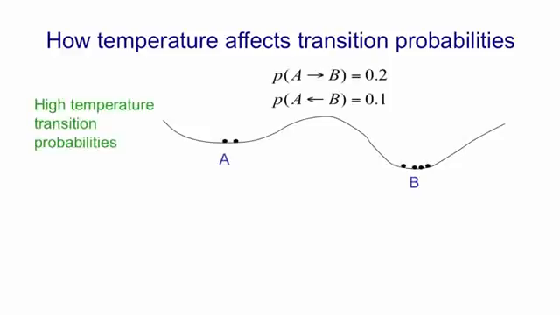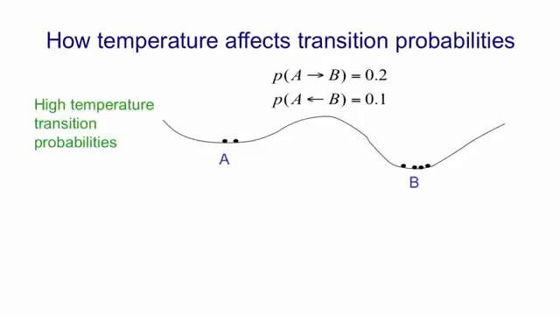So the reason for simulated annealing is because the temperature in a physical system, or in a simulated system with an energy function, affects the transition probabilities. In a high temperature system, the probability of going uphill from B to A is lower than the probability of going downhill from A to B, but it's not much lower. In effect, the temperature flattens the energy landscape.